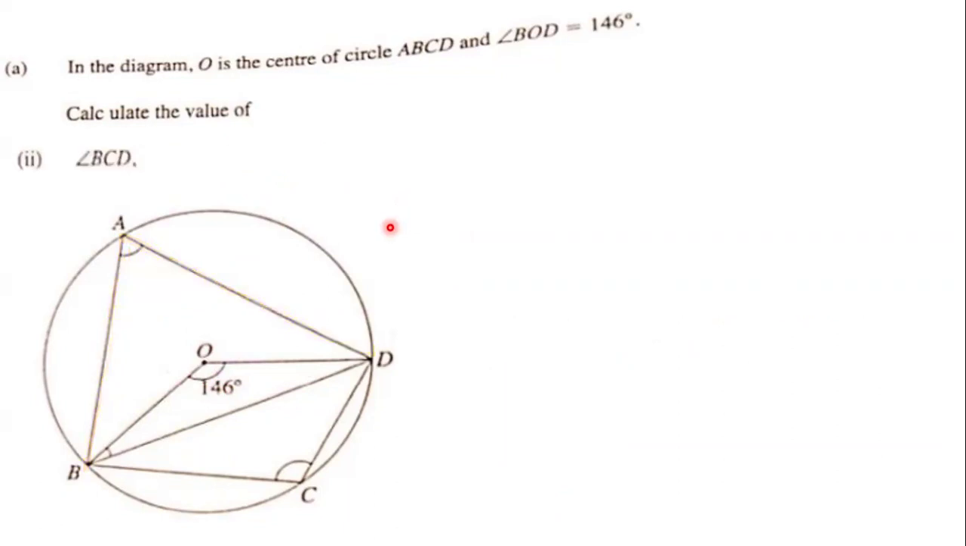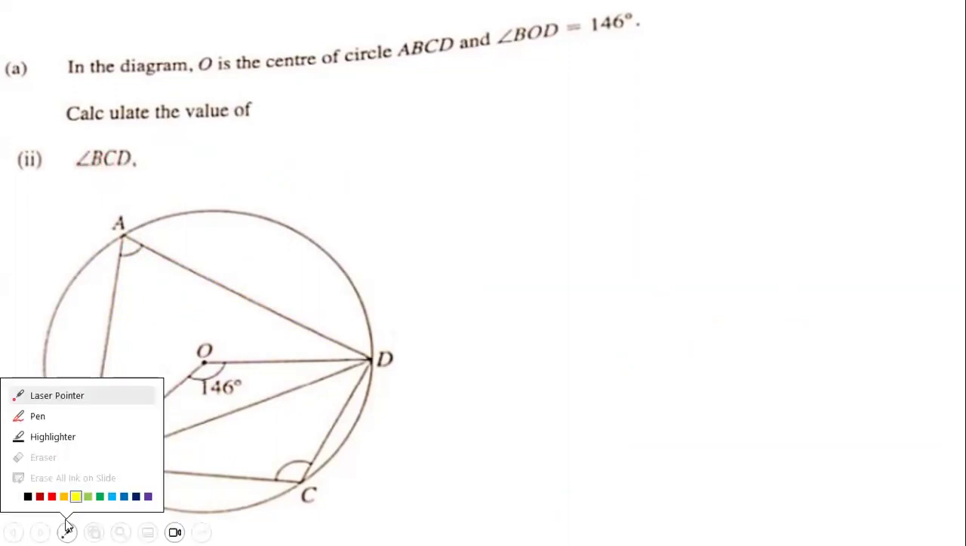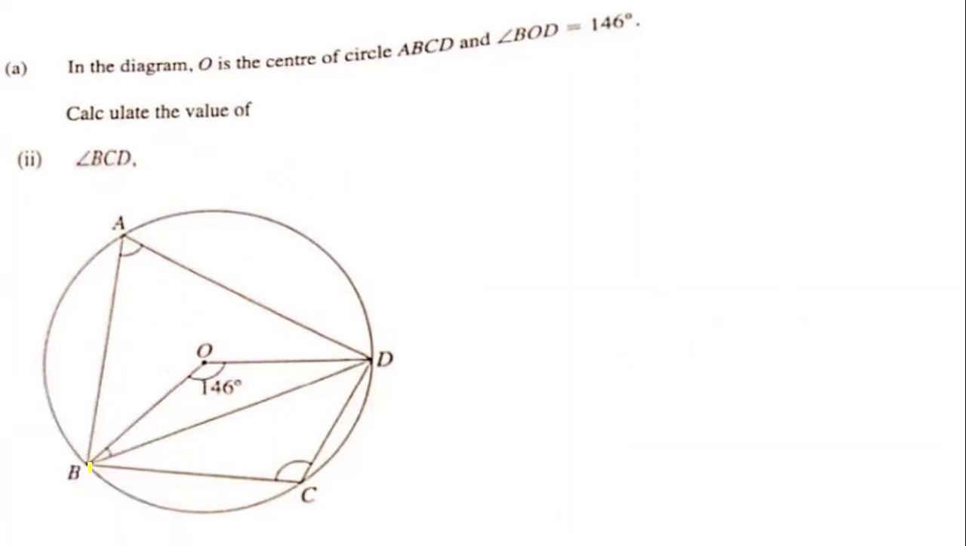Next, our goal is to determine the value of angle BCD. So let's highlight that, angle B, C, and D. All right, angle BCD. And so this is angle BCD right now. We actually want to figure out the size of this angle.